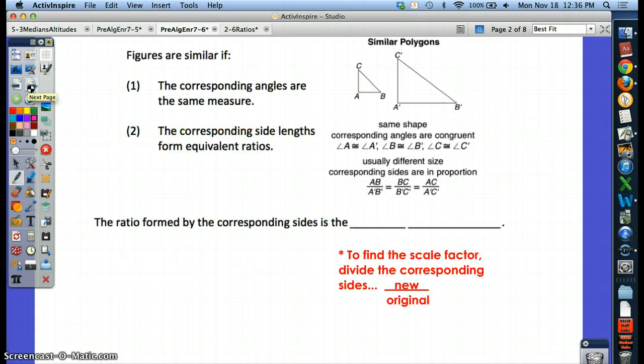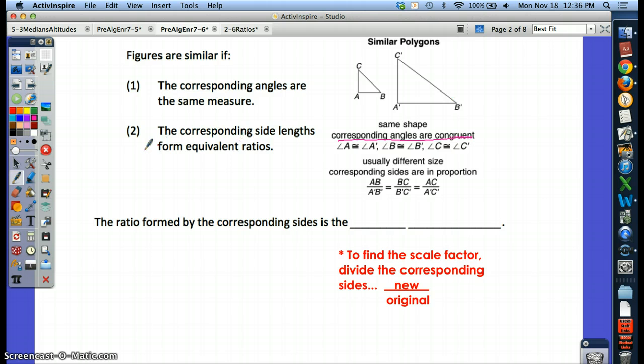Within similar figures, we have these special relationships that exist. All the corresponding angles are still congruent. So notice angle A would be the same angle measure as angle A prime, and angle B would be the same size as angle B prime. The angles don't change, okay? They stay the same, but what happens is the lengths of the sides change.